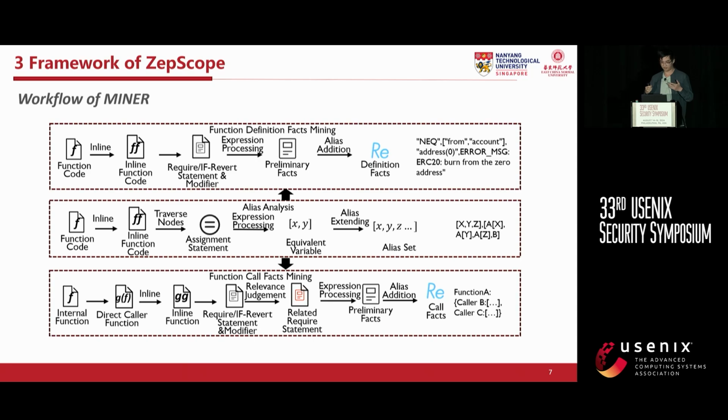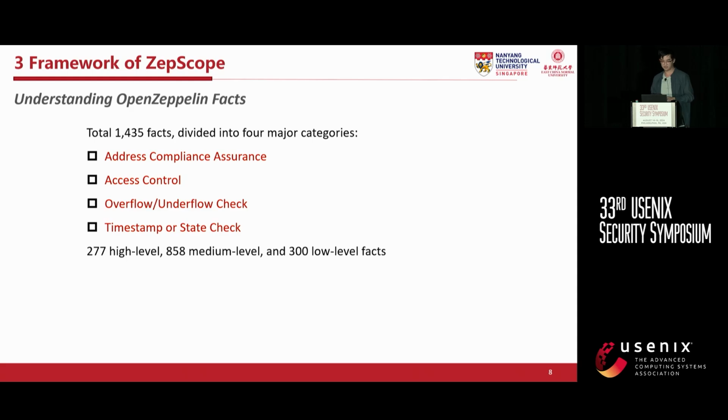Okay, so the previous slides are only one case of the fixed mining. There is an overall workflow which contains 3 parts. The first one is to extract all the if condition or if reverse statement and request statement from the function call. We call it function definition fixed mining. The second part is alias analysis, and the third one is function call fixed mining, which is based on the call graph. And we go through all the OpenZeppelin libraries, all the OpenZeppelin implementations.